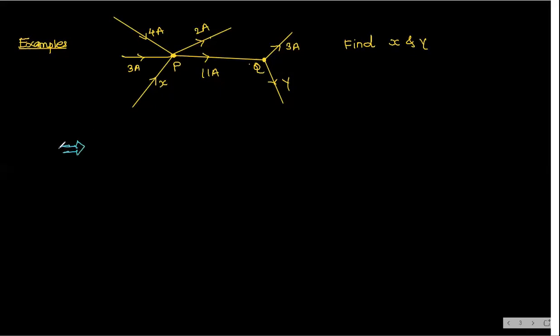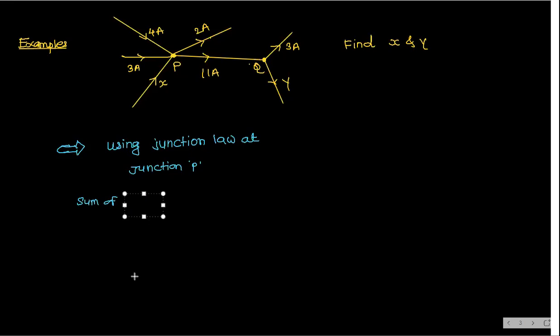Now using junction law, at junction P, sum of incoming currents is equal to sum of outgoing current.